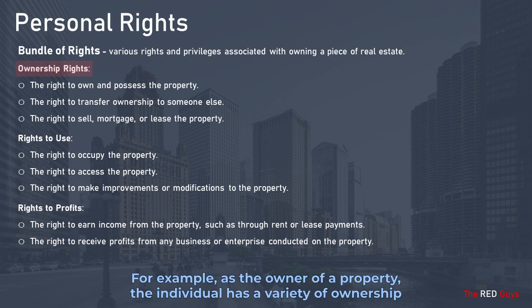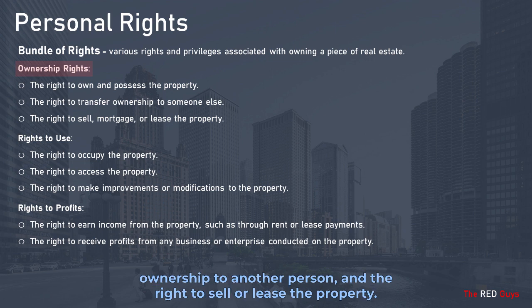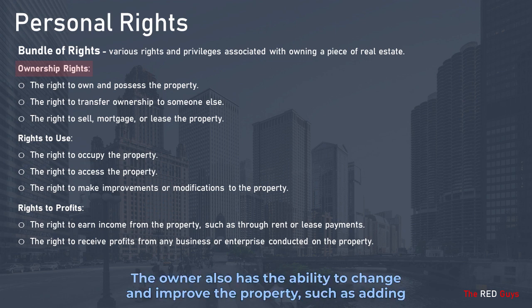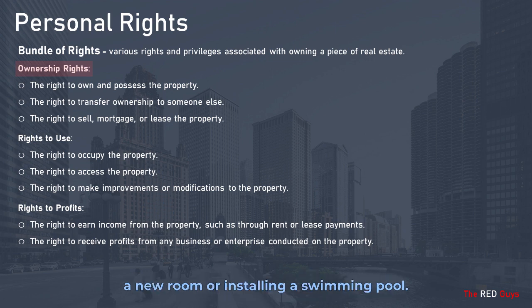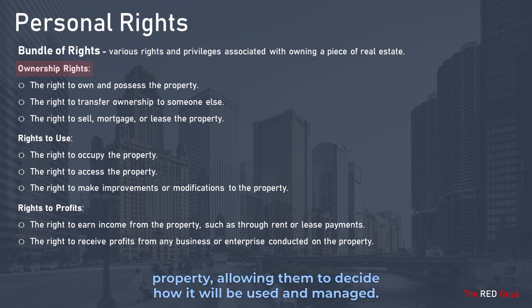For example, as the owner of a property, the individual has a variety of ownership rights, including the right to occupy the property, the right to transfer ownership to another person, and the right to sell or lease the property. The owner also has the ability to change and improve the property, such as adding a new room or installing a swimming pool. Ownership rights give the property owners complete control over their property, allowing them to decide how it will be used and managed.